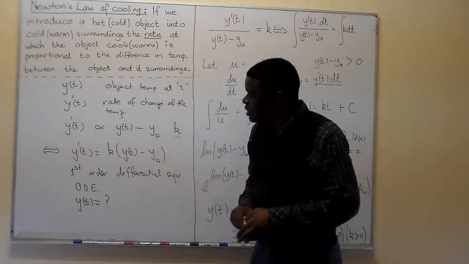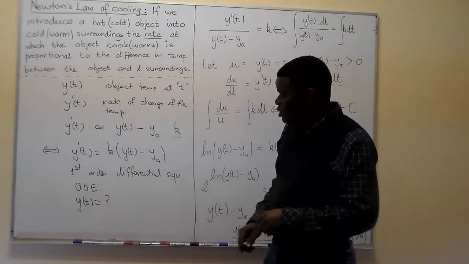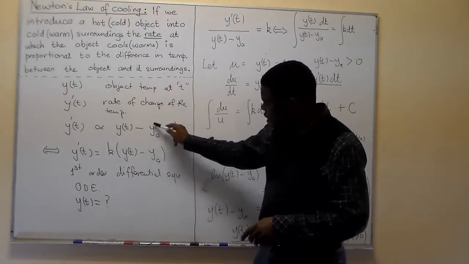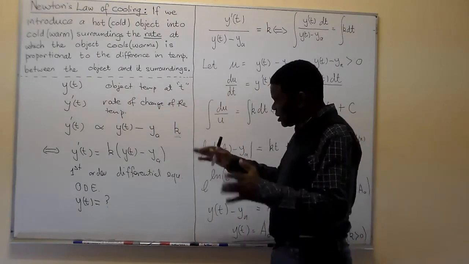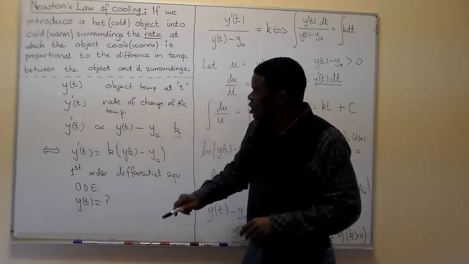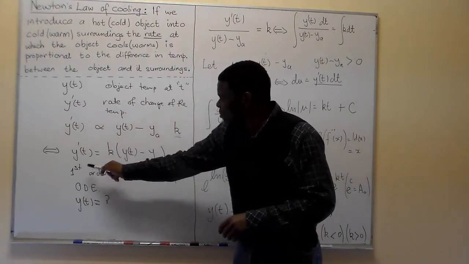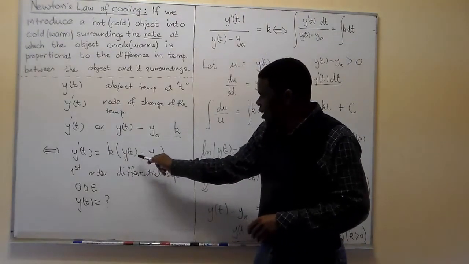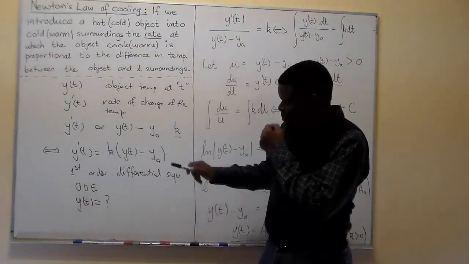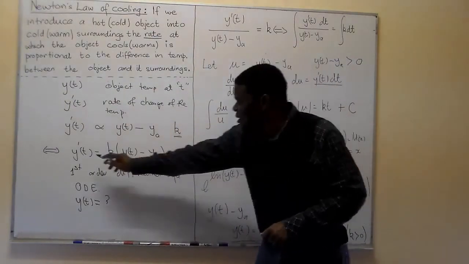But now this law states that the rate of change of that temperature as the object cools down is proportional to the difference of the object temperature and the ambient temperature, which we've denoted here as y_A, A for ambient, which is the surroundings. Once we talk of rate of change, we all know that we're talking about the derivative of the function. So we write here y prime equals k multiplied by y(t) minus y_A. This is what is expressed by the fact that this rate of change is proportional to this difference. It simply means that there exists a constant k such that this equation is true.